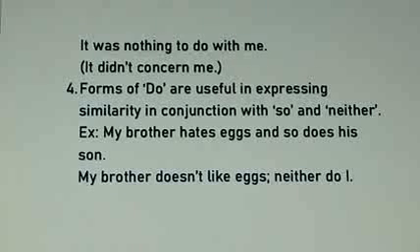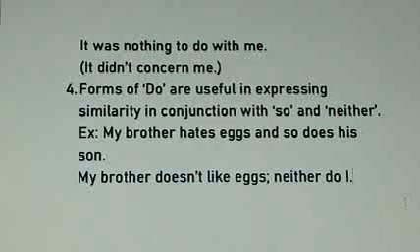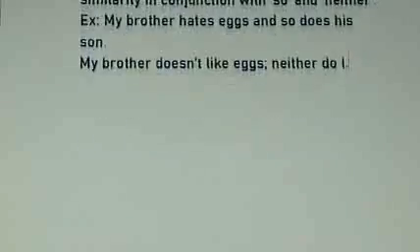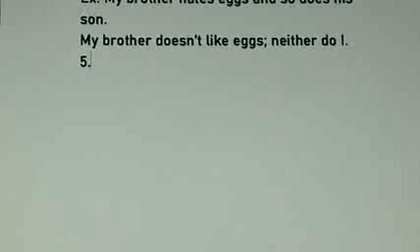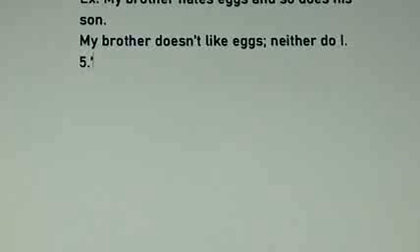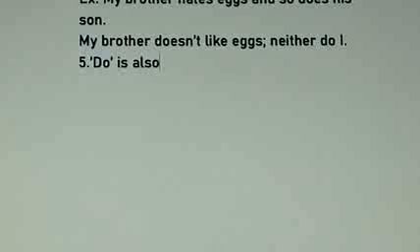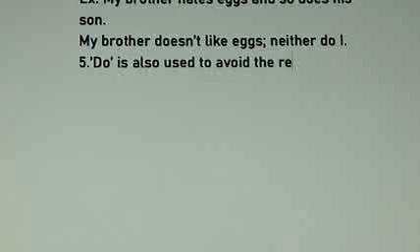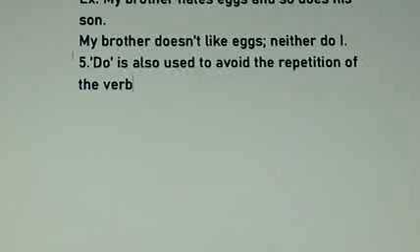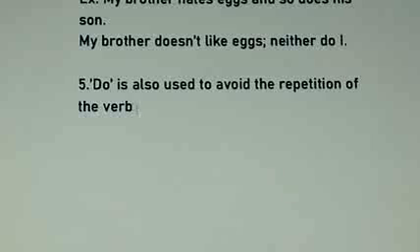Okay? Now, dear children, one of the most important uses of do that I am going to teach you, you must have seen the use of this in some of the places. Okay, let's see. Do is also used to avoid the repetition of the verb. Do is used to avoid the repetition of the verb.